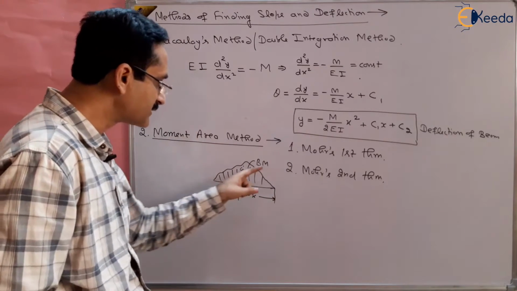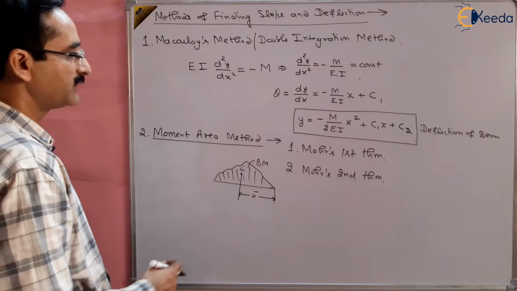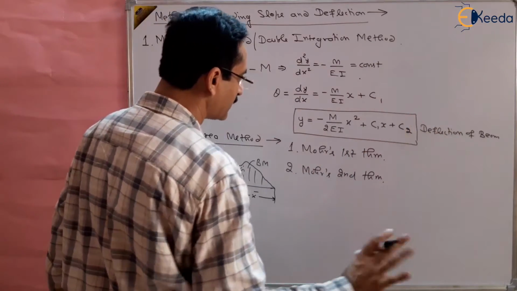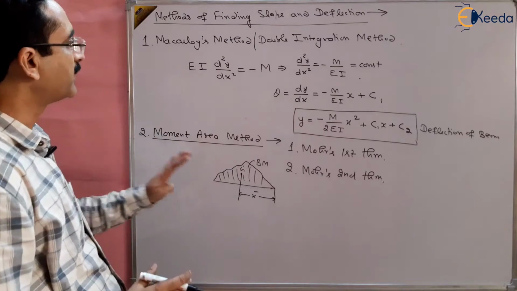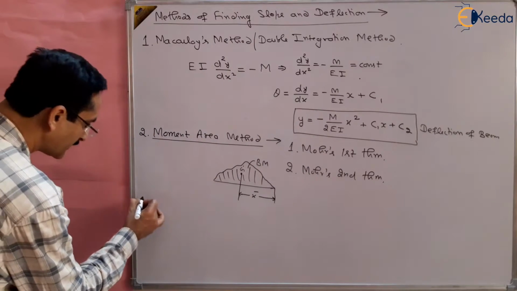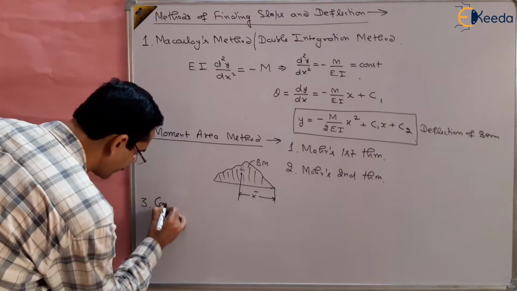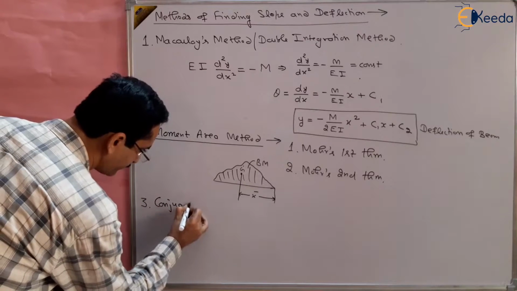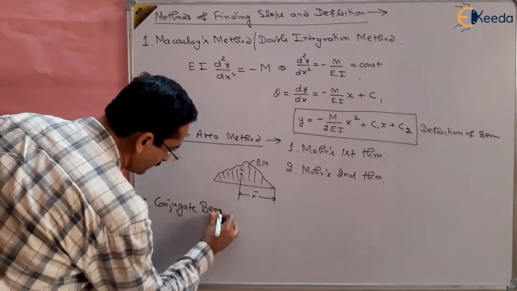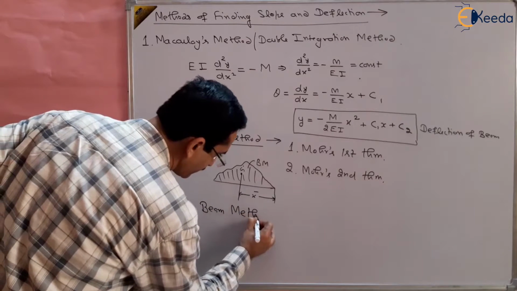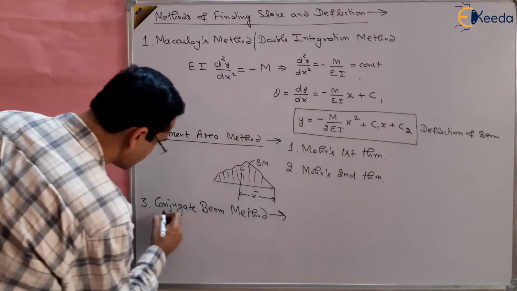And what is area? That is a bending moment diagram, right? So this is Mohr's first theorem, and the second theorem we will study later on, but this is another method for finding the deflection, right? One more method is the conjugate beam method. We will study later on what the conjugate beam method is.